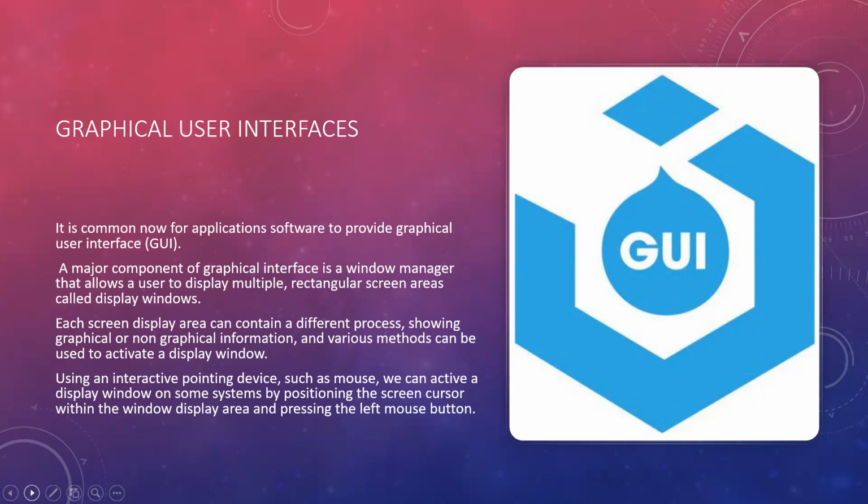Using an interactive pointing device such as a mouse, we can activate a display window on some systems by positioning the screen cursor within the window display area and pressing the left mouse button. So these are a few applications and uses that computer graphics has to produce a graphical user interface. All these are the applications of computer graphics.